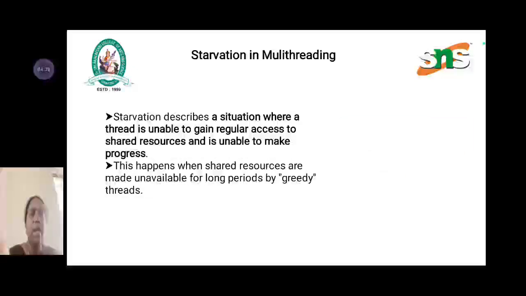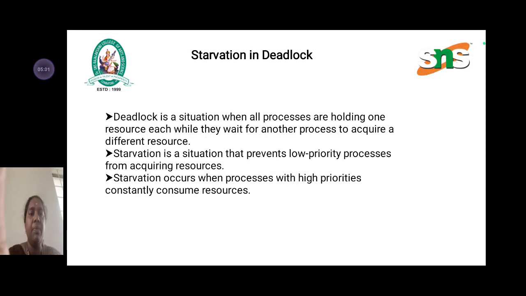Starvation in multi-threading. Starvation describes a situation where a thread is unable to gain regular access to shared resources and is unable to make progress. This happens when shared resources are made unavailable for long periods by greedy threads. These are the causes of starvation in multi-threading.